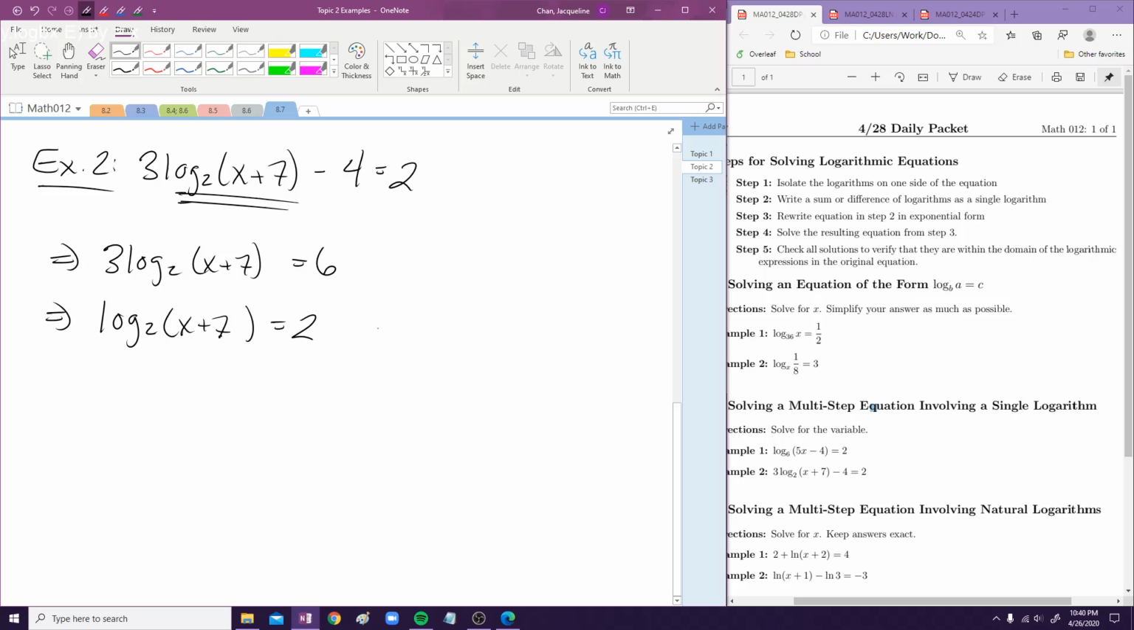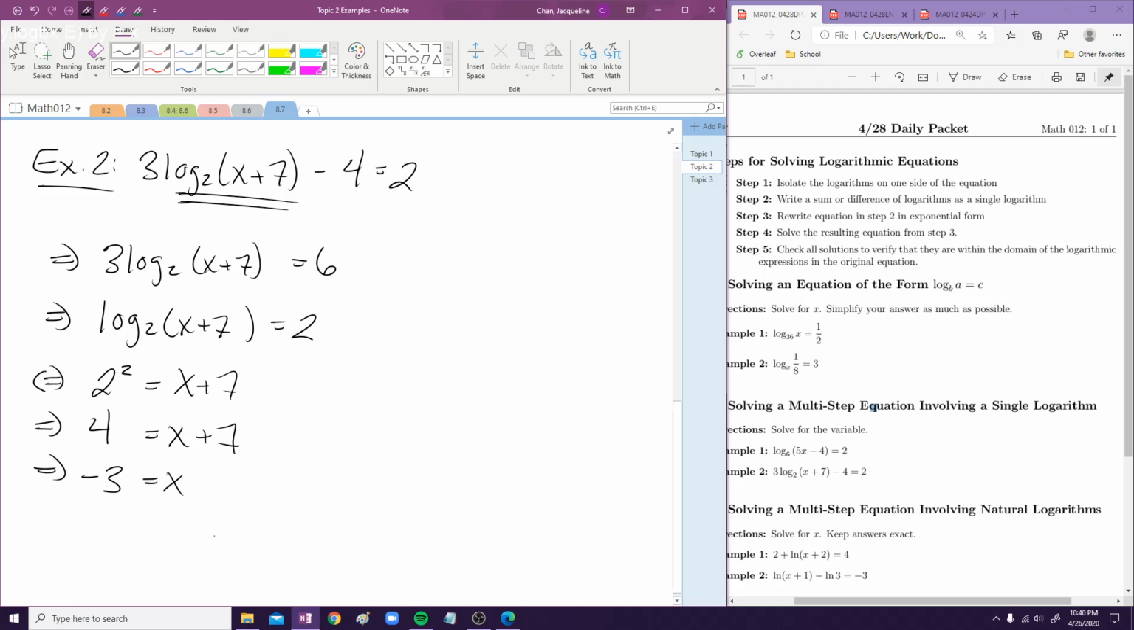Now that we're here, there's nothing else I can do. There's no sum or difference we can combine. So we've isolated this. Now what do we do? Remember, our goal is to find x, but I can't find x as is, so let's rewrite this in exponential form. This is equivalent to 2 squared is equal to x plus 7. And now we're just going to solve. So I get 4 is equal to x plus 7. Subtract 7 from both sides. I get negative 3 is equal to x.